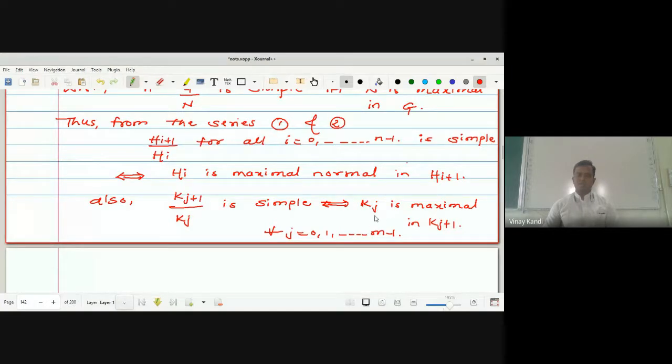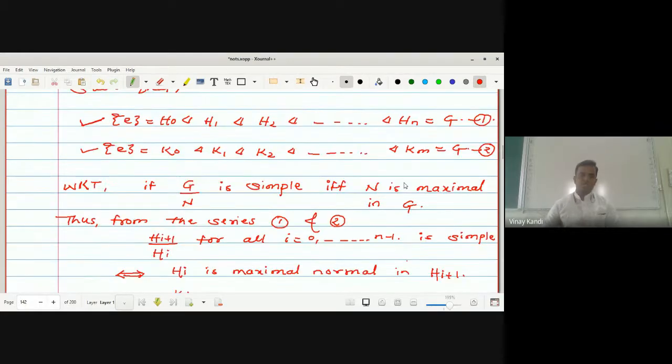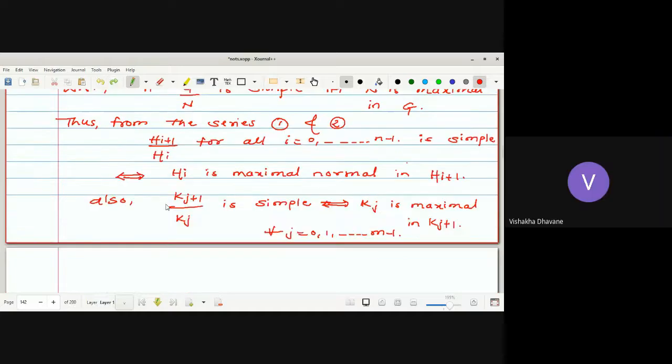That means in between K1 and K2 there does not exist any normal subgroup. In between K2 and K3 there does not exist any normal subgroup containing K2. Okay, any doubt? No, sir.